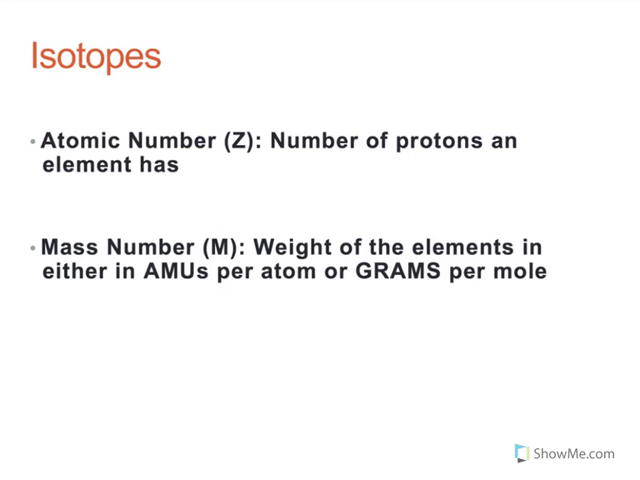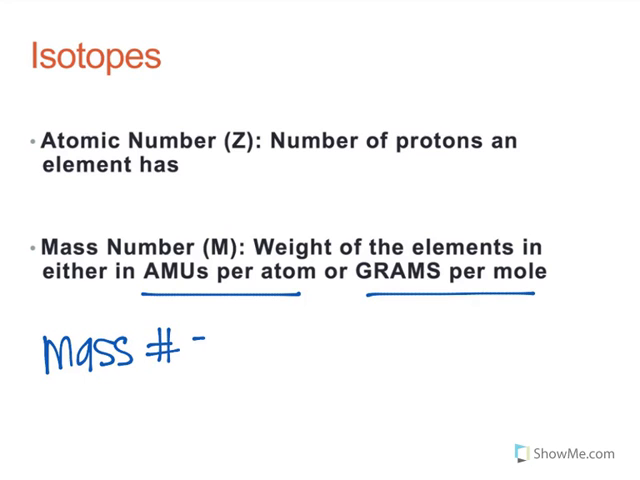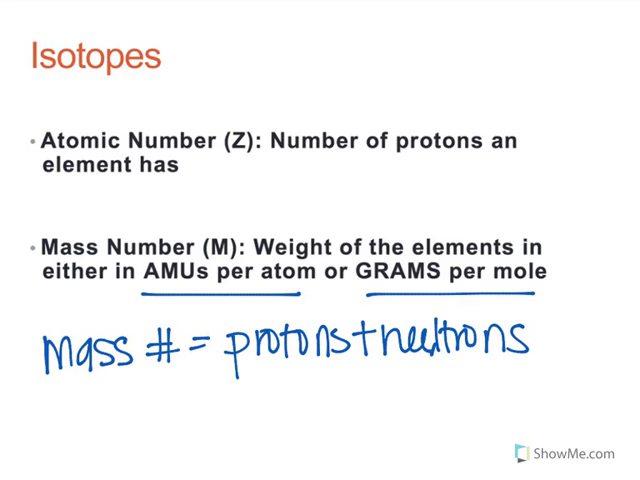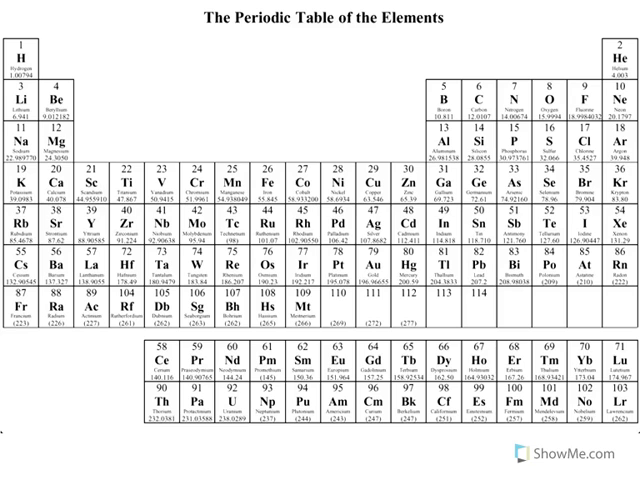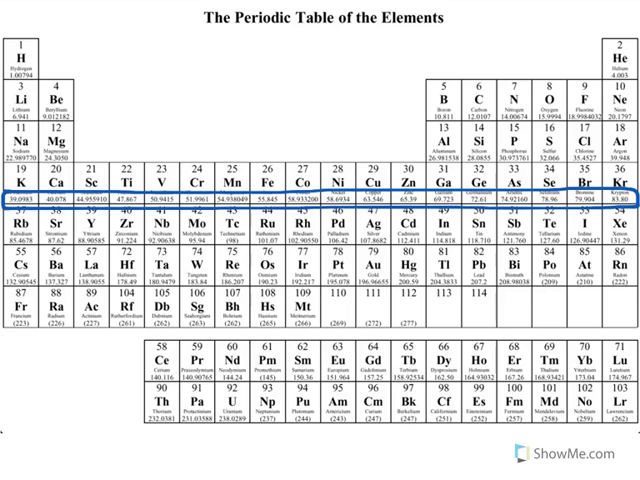Mass number, put simply, is the weight of the element in either AMUs per atom or grams per mole. The mass number is the sum of the protons and neutrons an atom has. This number is easily identified as the non-whole number associated with each element. And I'm going to highlight it again for you. As you can see, there are all these little decimal points associated with each of these elements. And on this table, it sits on the bottom of the element.